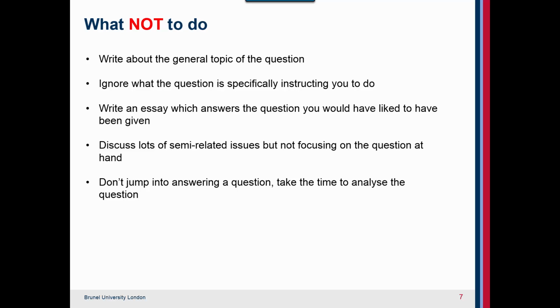Let's pay attention then briefly to what not to do. What you shouldn't do is write about the general topic of the question. Another thing that you don't want to do is to ignore what the question is specifically instructing you to do, because this way you'll end up writing an answer which is actually irrelevant to the question. Another thing that you don't want to do is to write an essay which answers the question you would have liked to have been given. Another thing you don't want to do is to discuss lots of semi-related issues but not focus on the question at hand. You also don't want to jump into answering a question. Take the time to analyse the question at hand.